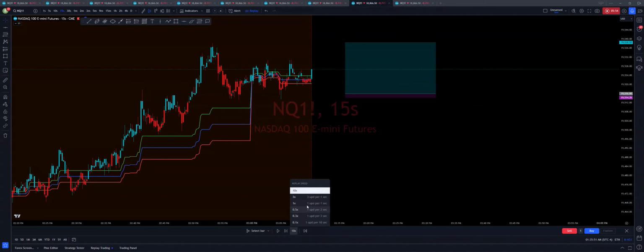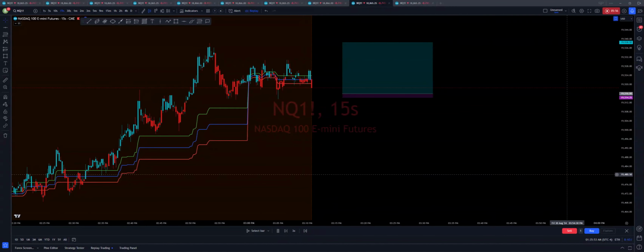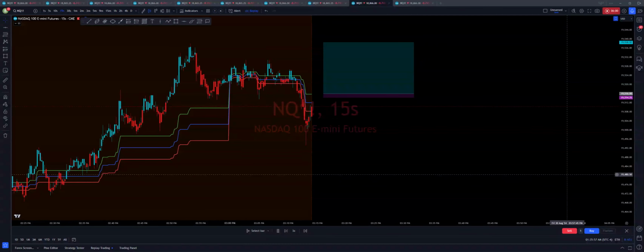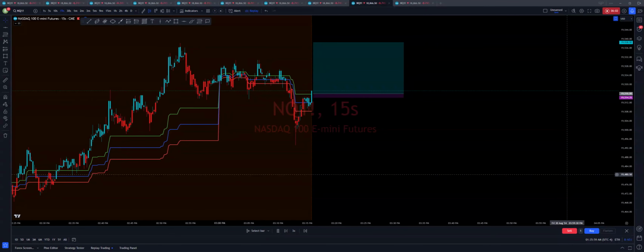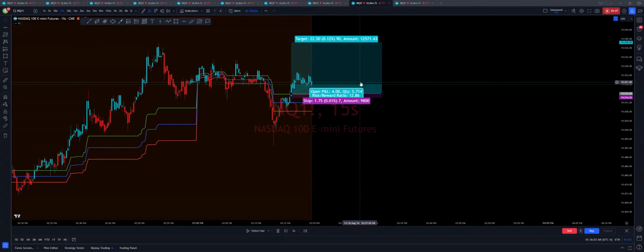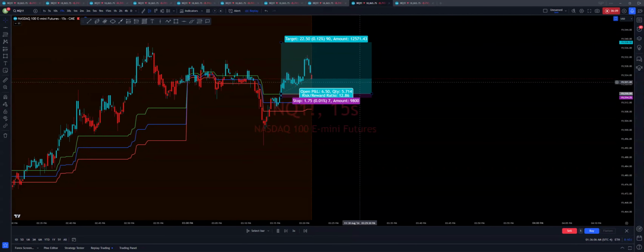For the super skeptics, let's slow it down a little. Okay, look at the line. It's there. See the green line? Boom, there's the entry. See that? Oh my God, the little indicator that gives you a 12.86 risk to reward trade.